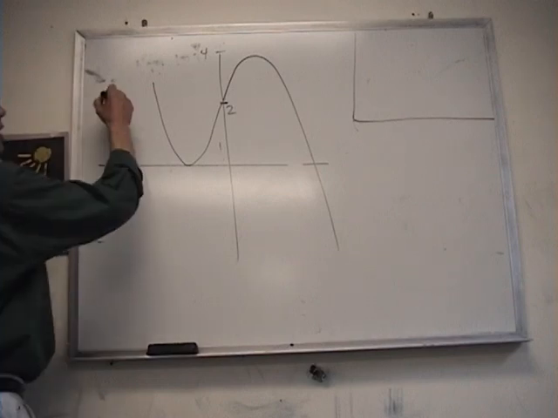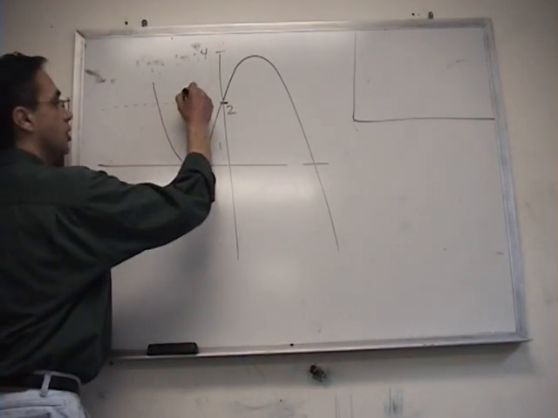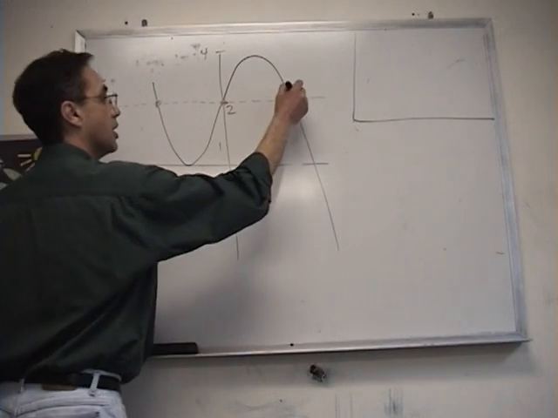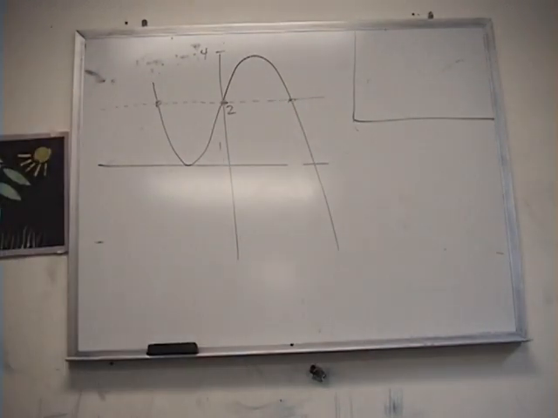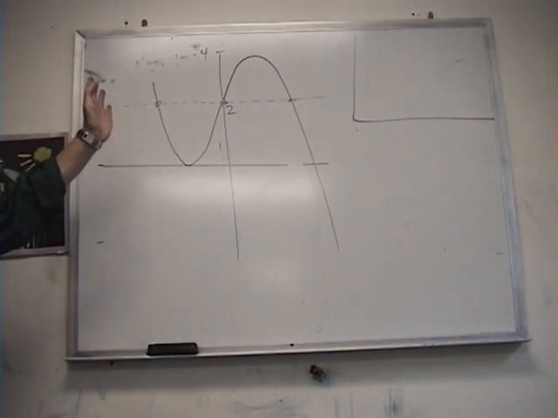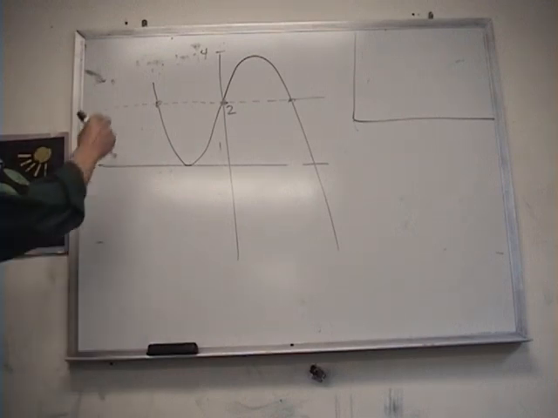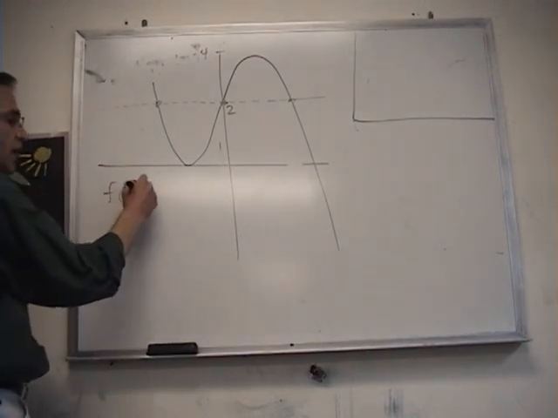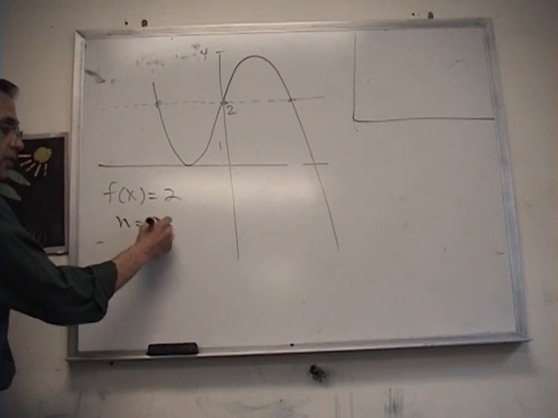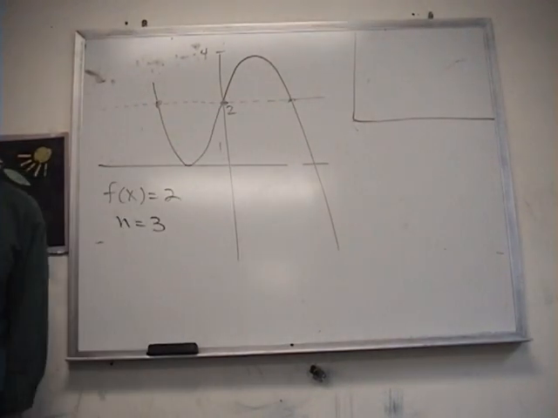See? If you draw the line y equals 2, this line crosses my function at 3 different points. At each one of these points, the y value of the function is 2. Therefore, at each one of these points, f of x is equal to 2, because f of x means y. So n must equal 3.